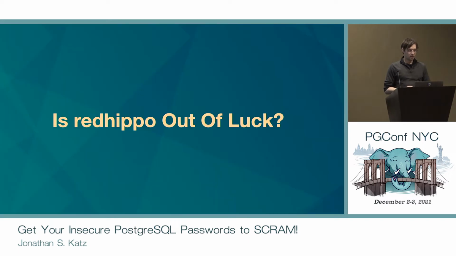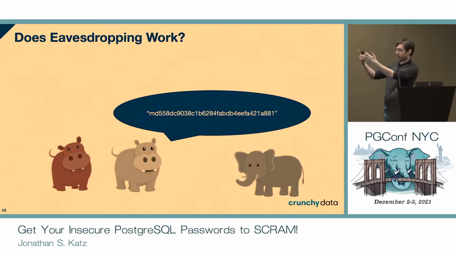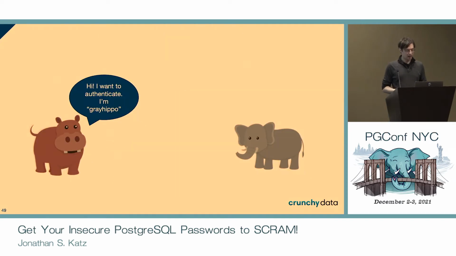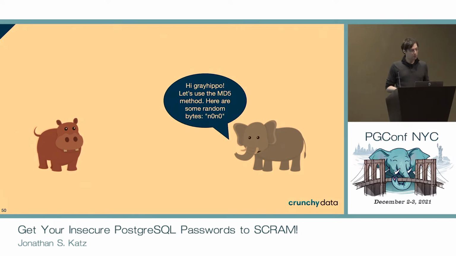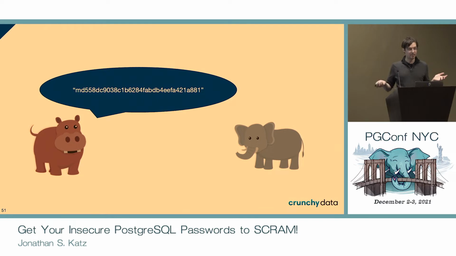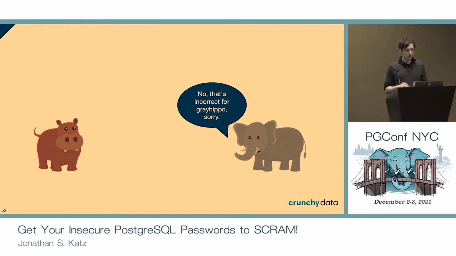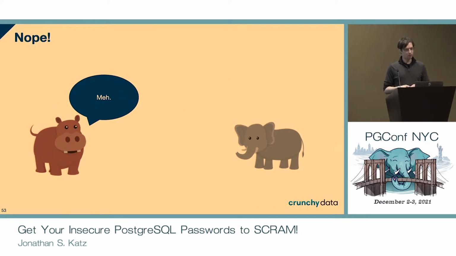Now, is Red Hippo out of luck here? Because if Red Hippo hears this going over the wire, meaning the password hash plus that nonce, and tries to go through that workflow, Red Hippo is going to generate an incorrect hash, and Postgres is going to detect that and say, no. And Red Hippo is going to be like, oh, OK, this stinks. I can't get in. So we should be good now.